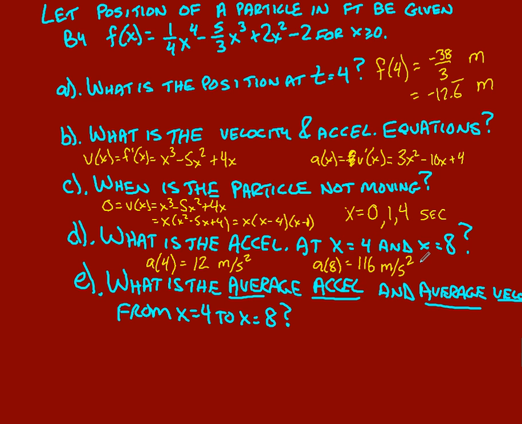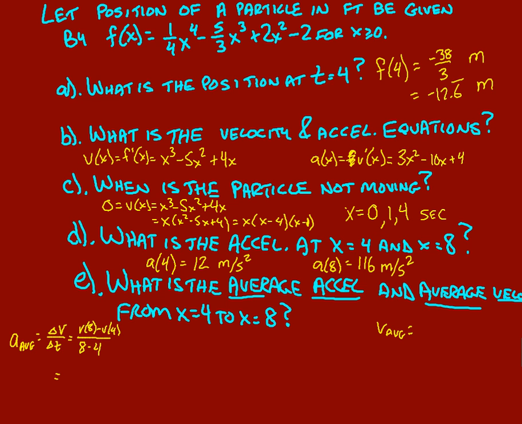All right, and the last part, what is the average acceleration and the average velocity? So we're going to look at acceleration average, and I'll write this one over here, the velocity average as well. Okay, the average acceleration, that means we again look at change in velocity over change in time. My change in time here is going to be from 4 to 8, so that means I should look at velocity at 8 minus velocity at 4.